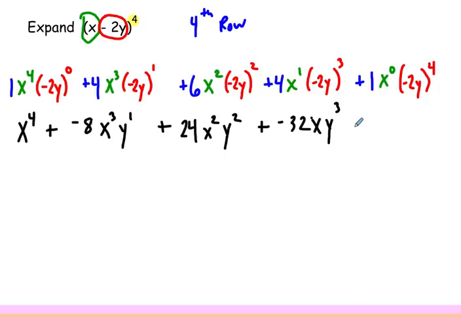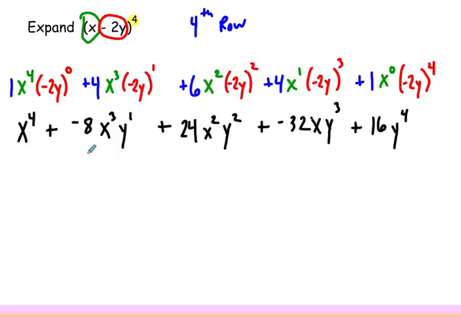And then next up, we've got a 1, x to the 0 is another 1, and then negative 2 to the 4th. So we get a positive 16, and then y to the 4th.